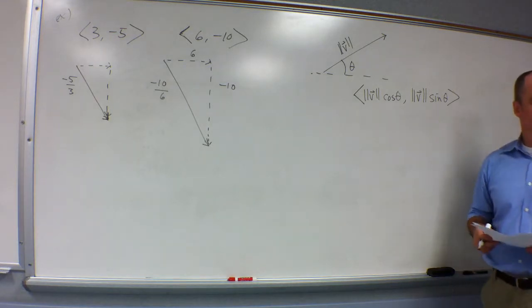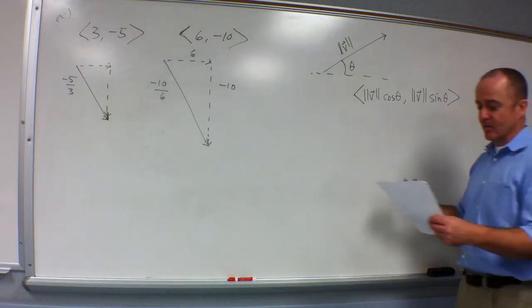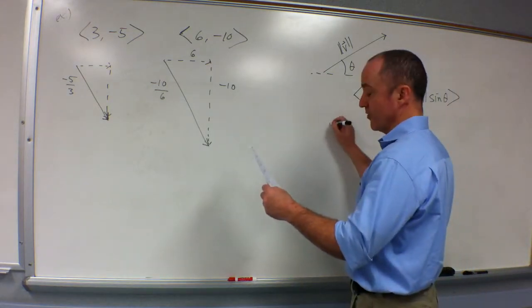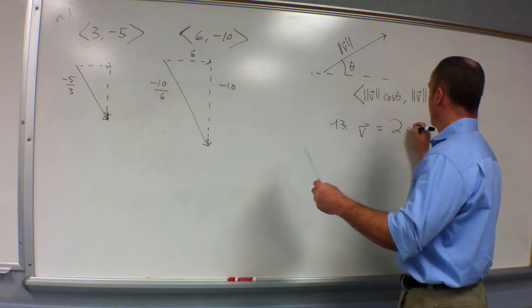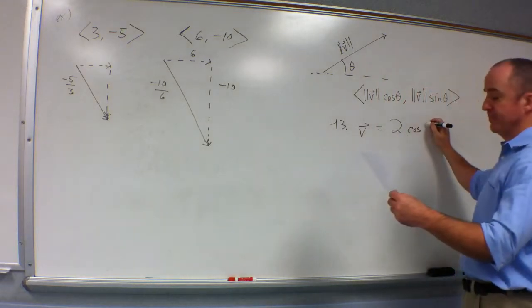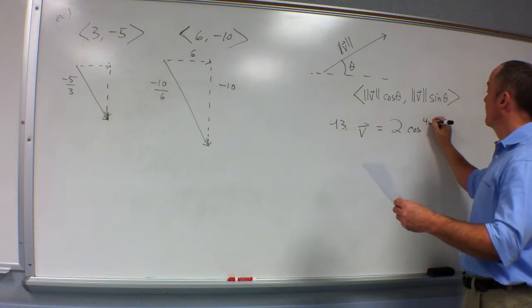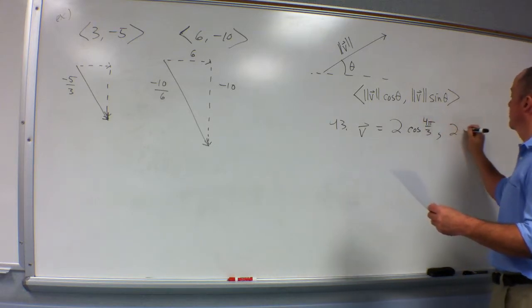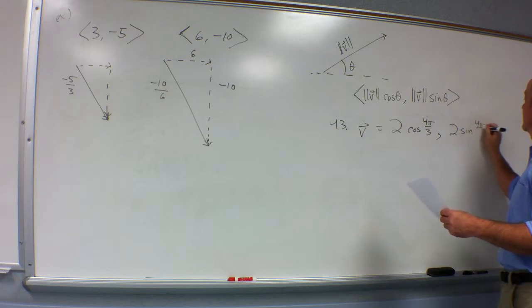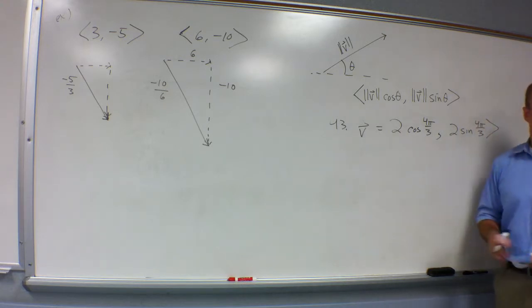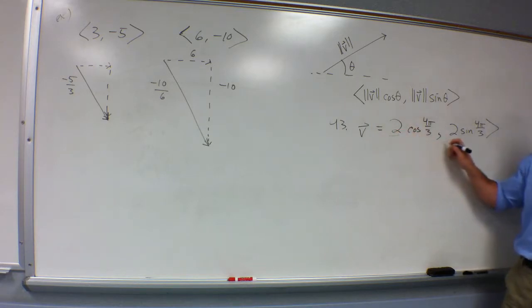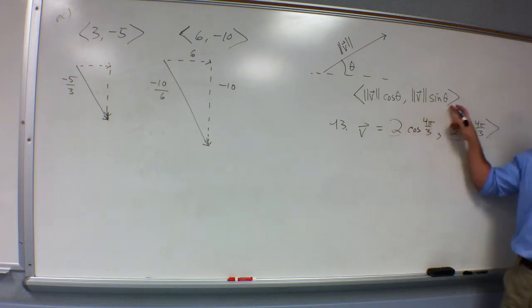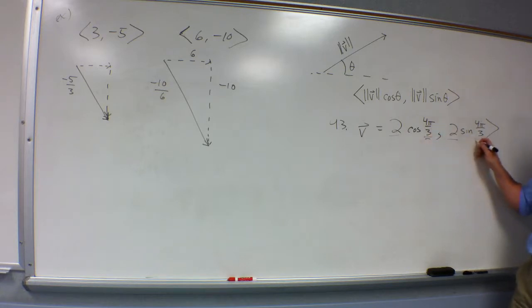What's the magnitude though? What is the magnitude that they give us? Well, let's see what they give us. For number 43, they say vector v is 2 cosine 4 pi over 3, comma, 2 sine 4 pi over 3, right? Magnitude of v, 2 and 2. Cosine of theta, sine of theta. Cosine 4 pi over 3, sine 4 pi over 3.